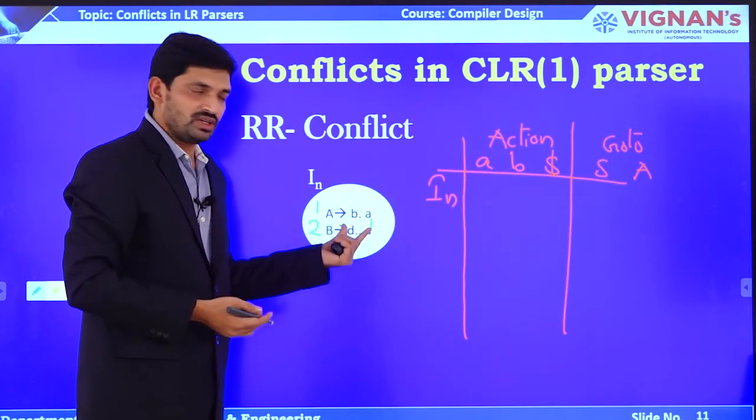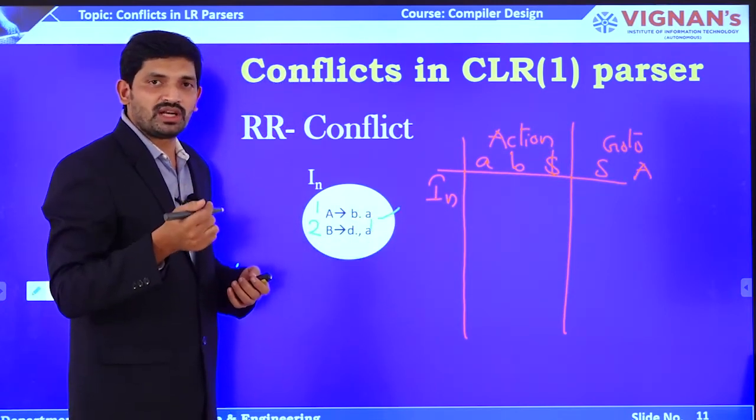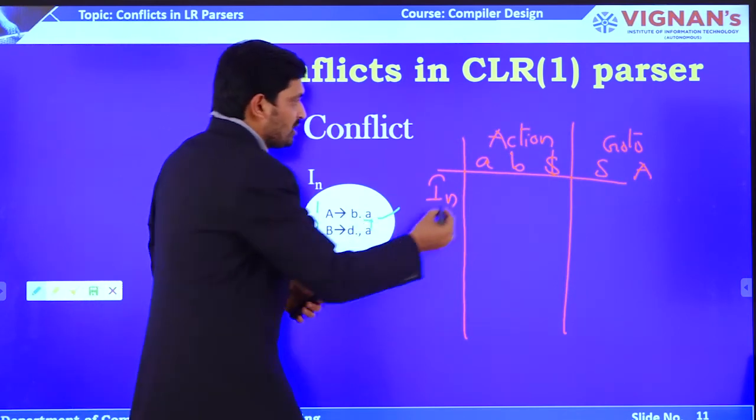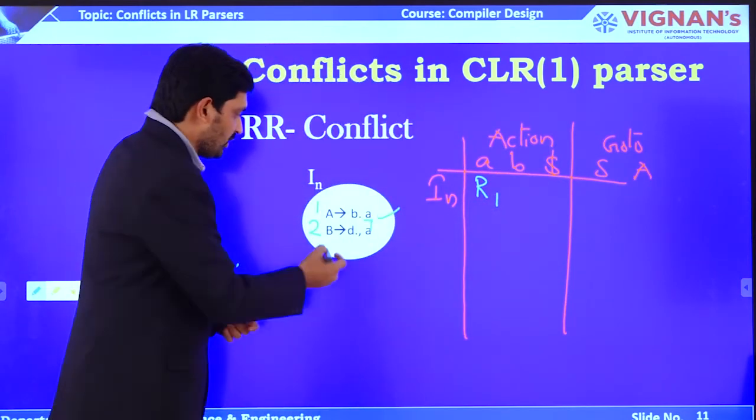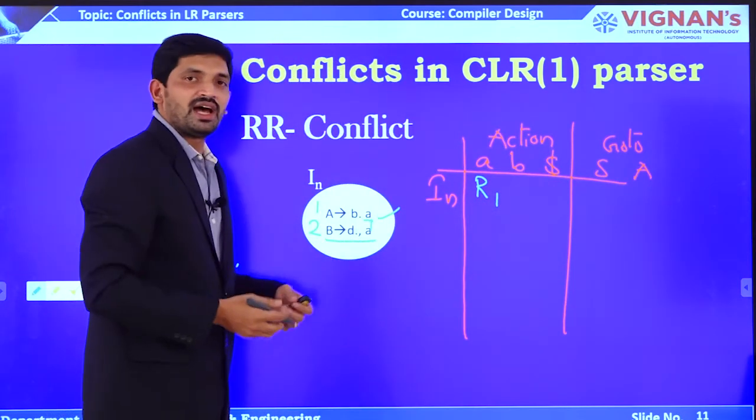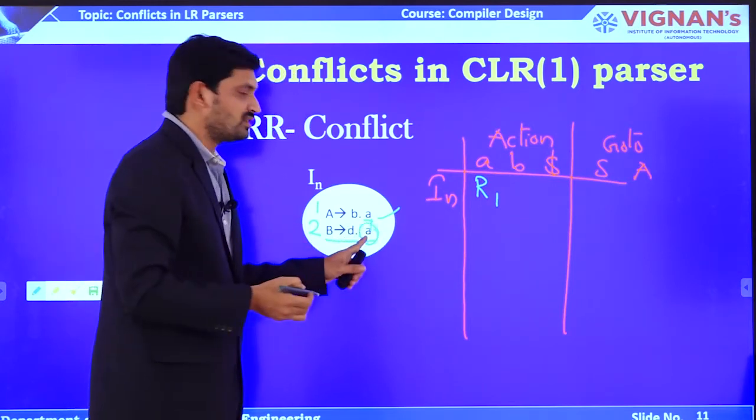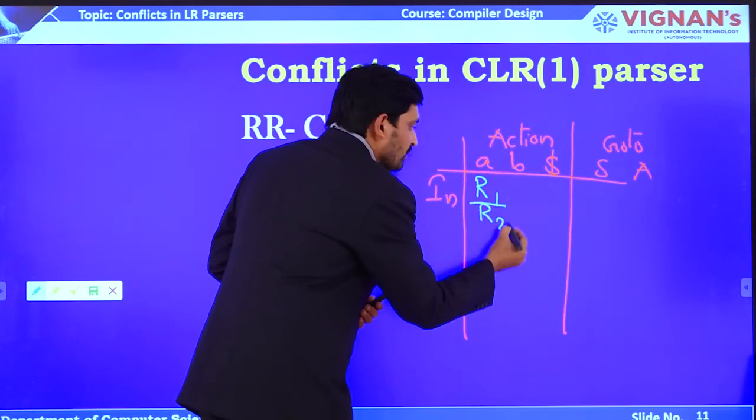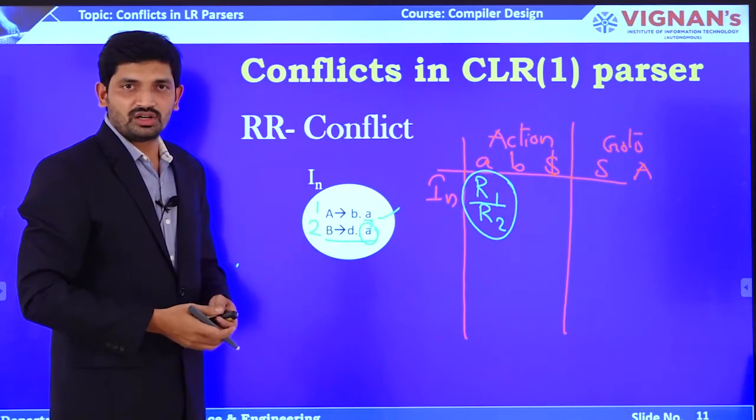Because of the first final item, I have to place R1 operation in the place of a because a is the look ahead. So, I have to write R1. And come to the second one, because of the second production, I have to write the R2 operation in the place of a because this is the look ahead here. So, R1 and R2, which clearly indicates that it generates the RR conflict.